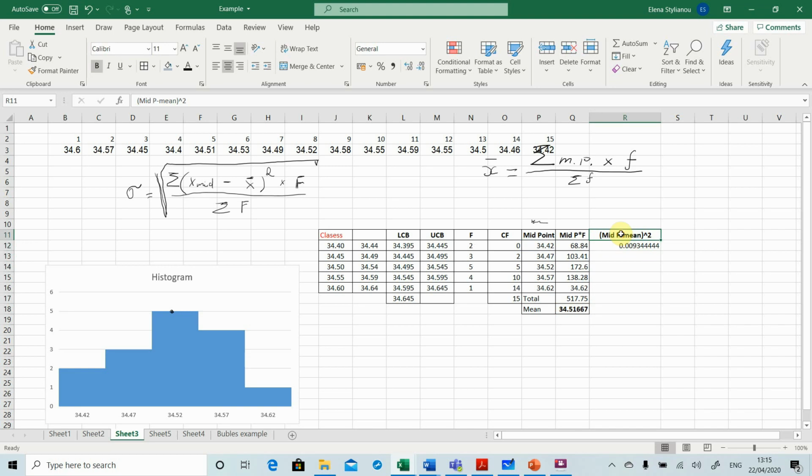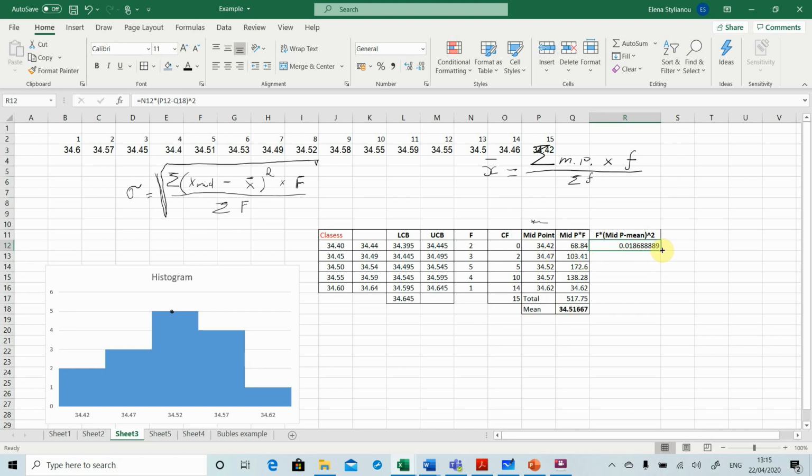You know what? Let's multiply it by frequency straight away, because we can do the whole numerator. So I will add here frequency times. And here we have to multiply it. Where is our frequency? Here, multiply. And this calculation we have to repeat for each midpoint.